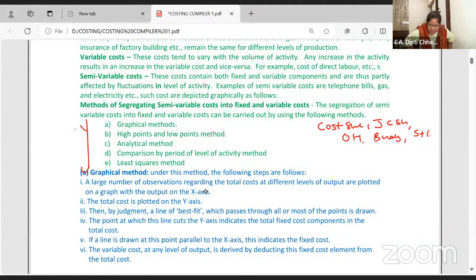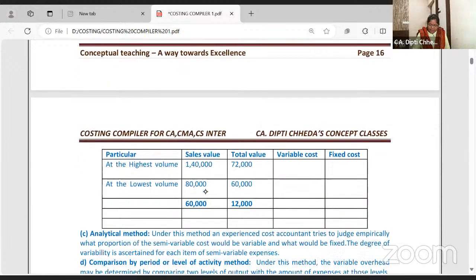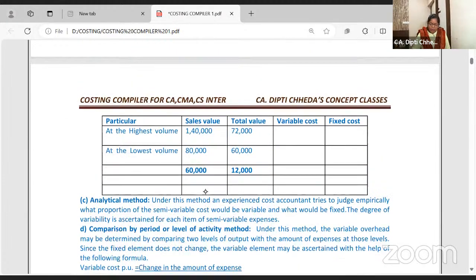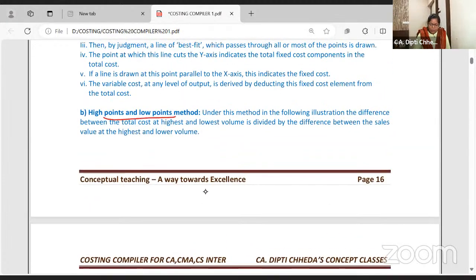So can we segregate the semi-variable overhead into fixed and variable so that we can use it for overhead, for cost sheet, for budgeting, everywhere? There are different methods prescribed in your material. But the one which is most important, I want to start. See, 5 methods are there, in the first chapter, which will help you to segregate semi-variable overhead into fixed and variable. So the first method I want to check is the high-low point method. I know graphical and others are there, but we will do this first.